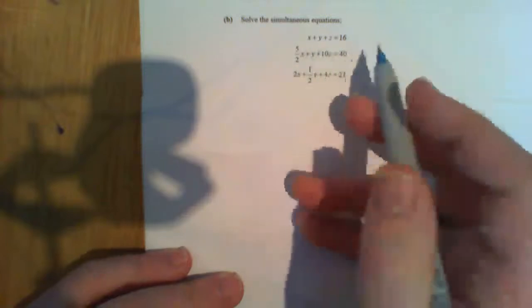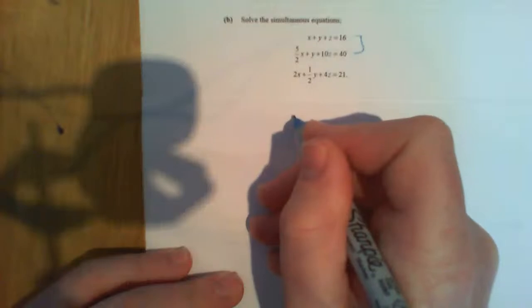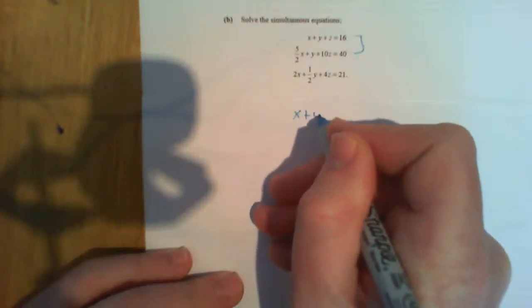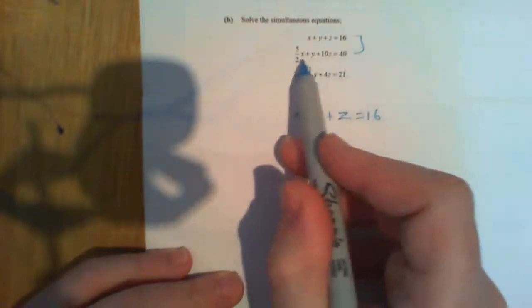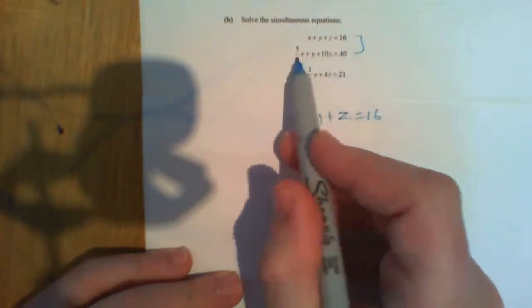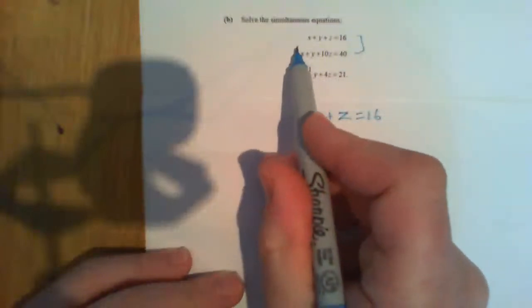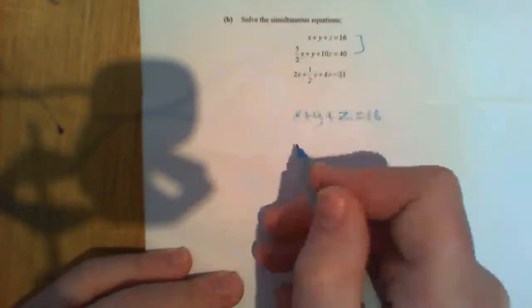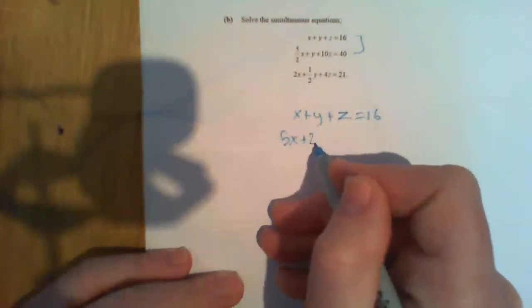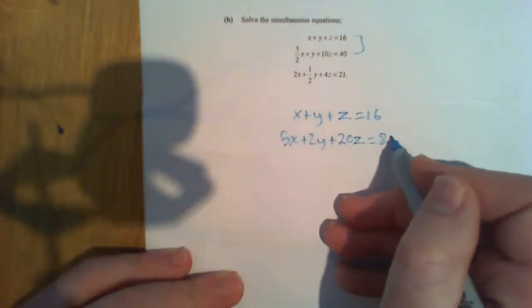But listen, I'm going to take these two and solve it. So let's see what happens. So we have x plus y plus z equal to 16. And as I'm doing it, I'm just going to double this one. Save me the hassle later. So if I double this one, I'm getting rid of that. So I'm going to get 5x plus 2y plus 20z equal to 80.